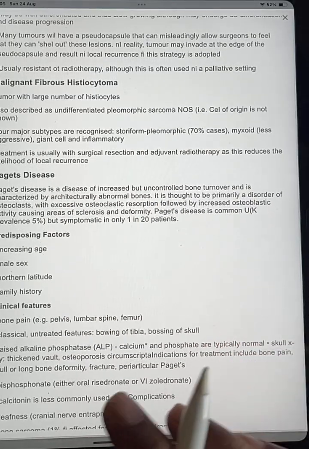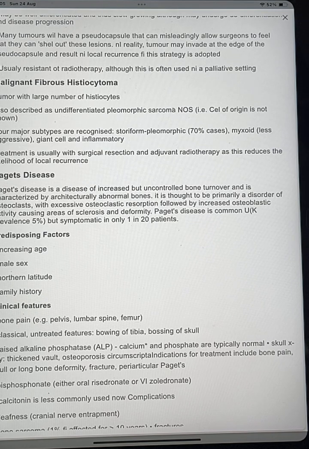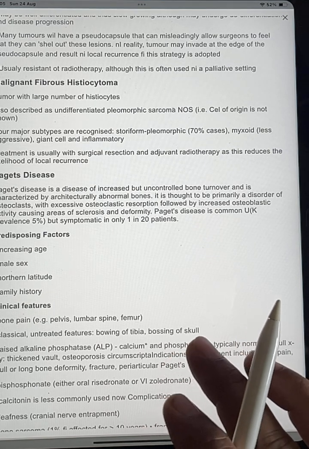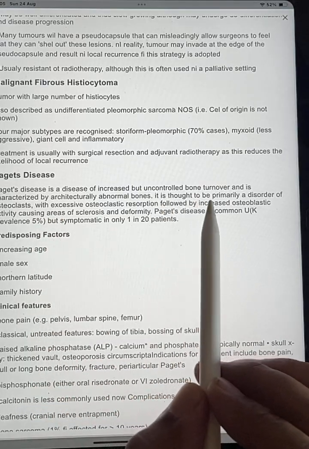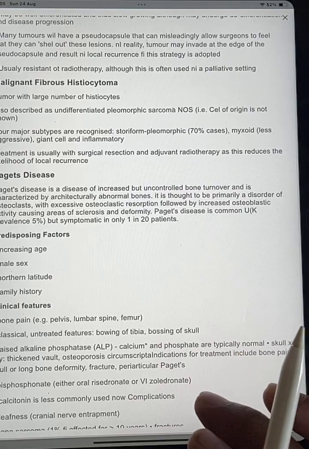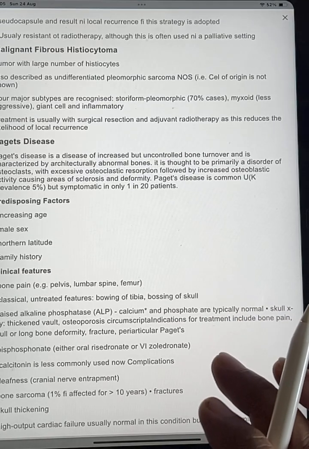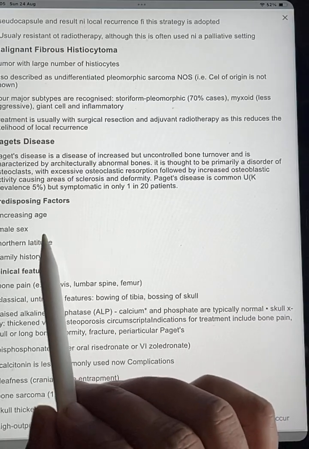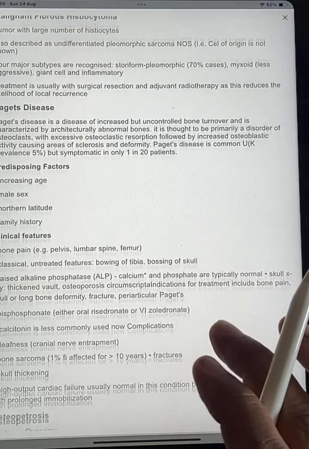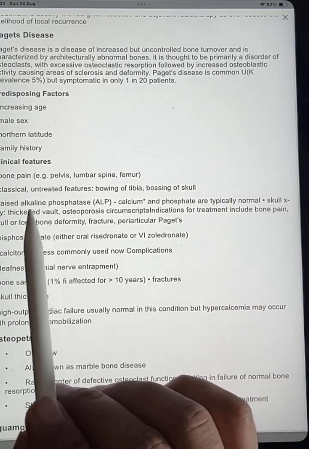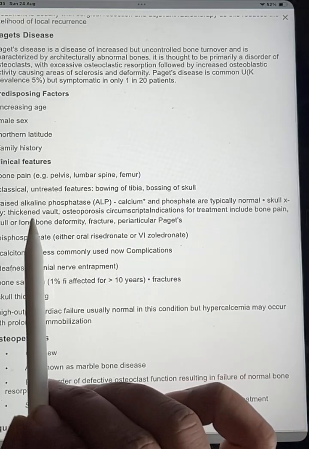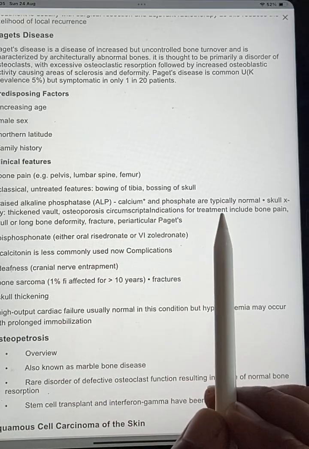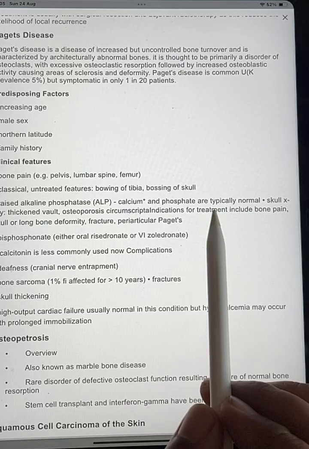Paget's disease is a disorder of the osteoclast. Paget's disease of bone: increased, uncontrolled bone turnover, characterized by predisposing factors. Paget's disease is common in the UK, symptoms after age 50, increasing age, male, northern latitude, bone pain. Classical untreated features: bowing of the tibia and bossing of the skull, raised alkaline phosphatase. These are the features of Paget's disease.